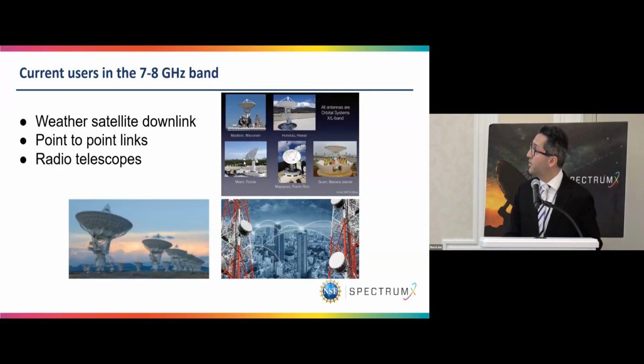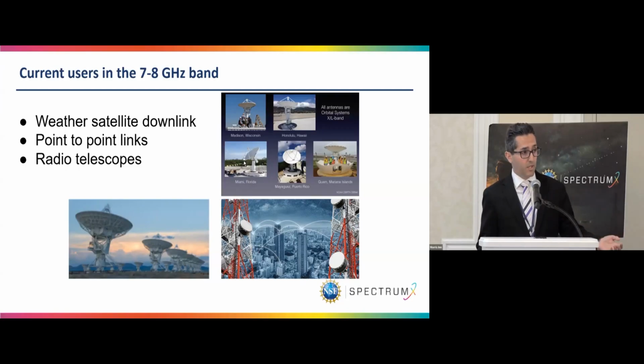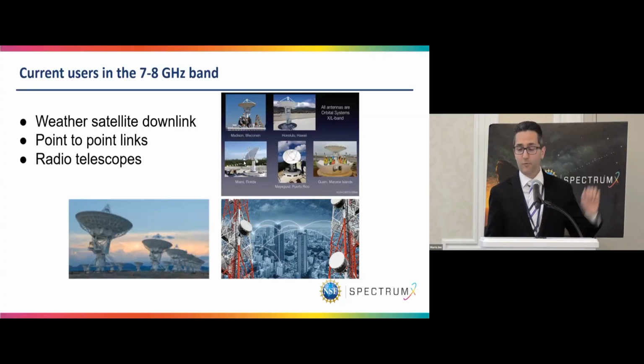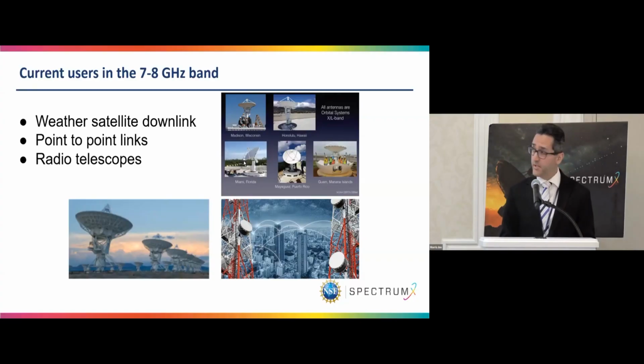The current users in the 7 gigahertz band are weather satellite downlink, point-to-point links, and radio astronomy also uses this band pretty heavily. The interesting thing is that they don't have any protected band here, but they use it on an opportunistic basis because the current incumbents don't cause much trouble for them. That's the current situation, and it is going to change very soon when 6G happens. And 6G is no longer far future. 2030 is now near future. That's when we expect to have 6G.